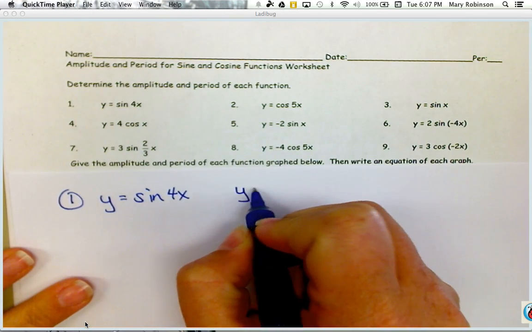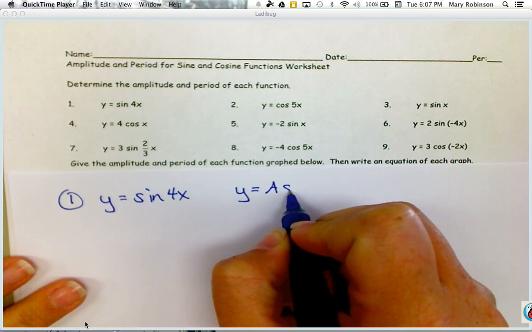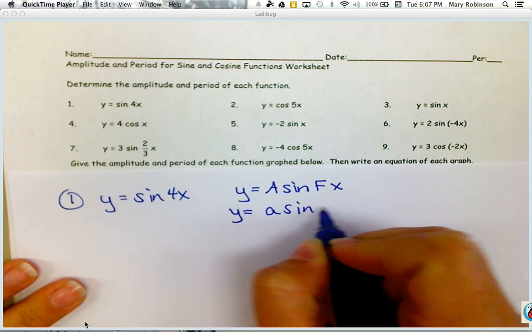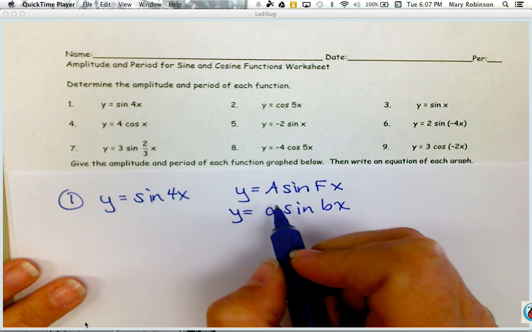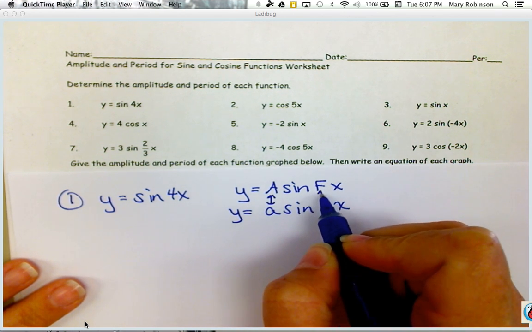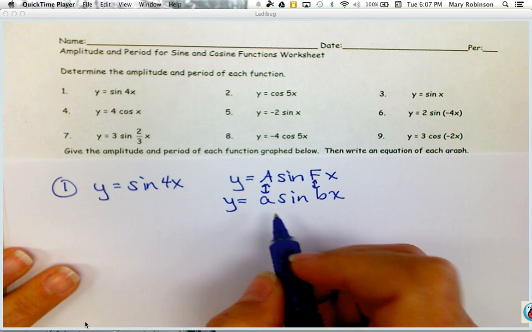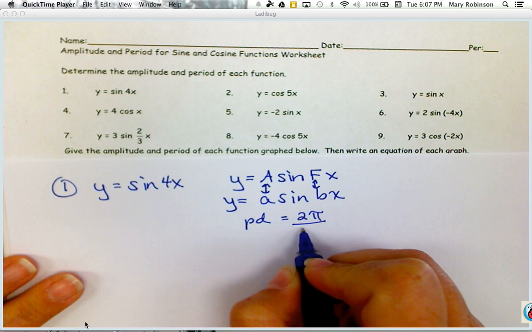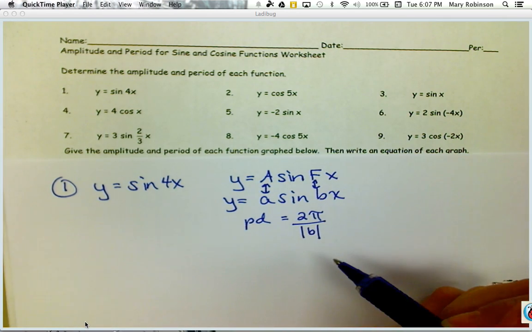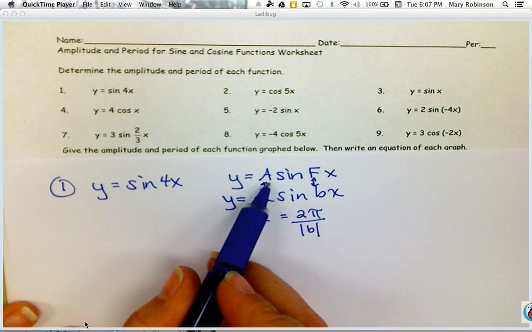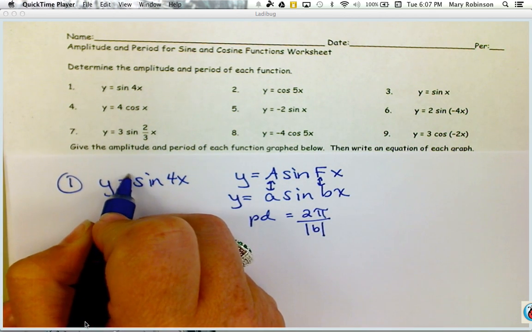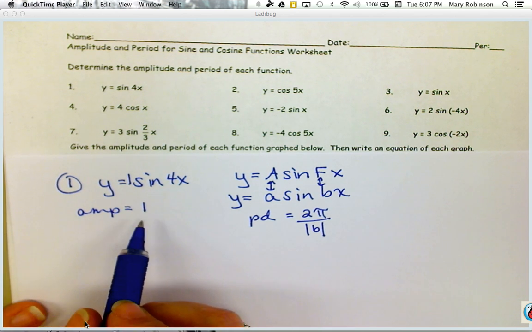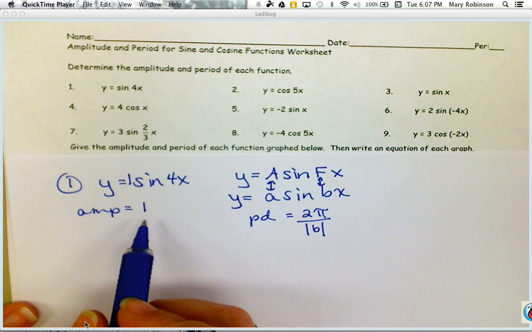If you recall, y equals your amplitude times sine of frequency times x, or y equals a sine bx. That's to help you remember that your a is your amplitude and your b is your frequency value. You also need to remember that to find the period of a function, you take 2 pi and divide by the absolute value of your b value. Looking at this function, my amplitude is the number in front of sine. I have an understood 1, so my amplitude is 1. That means my max is at 1 and my min is at -1.